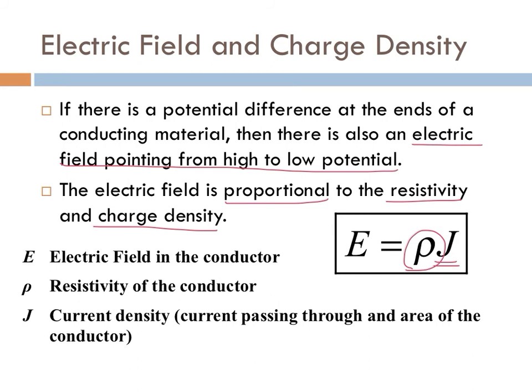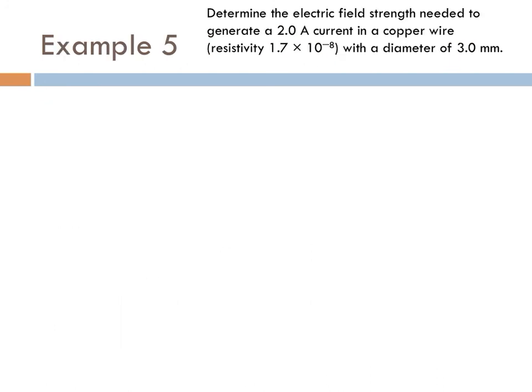And we've seen all of these variables before. Especially this J, we saw it two videos ago, where J is equal to the current per unit of area. So let's try an example. Here we're asked to determine the electric field strength needed to generate a 2 amp current in a copper wire with a resistivity of 1.7 times 10 to the negative 8 and with a diameter of 3 millimeters.